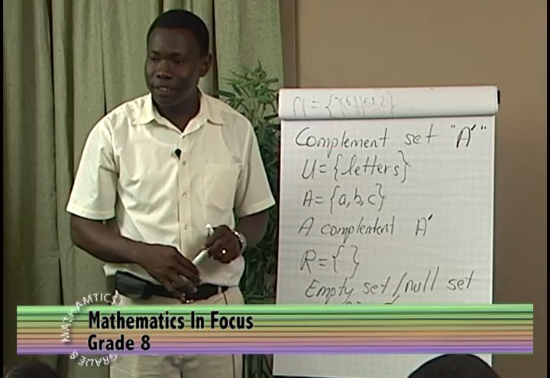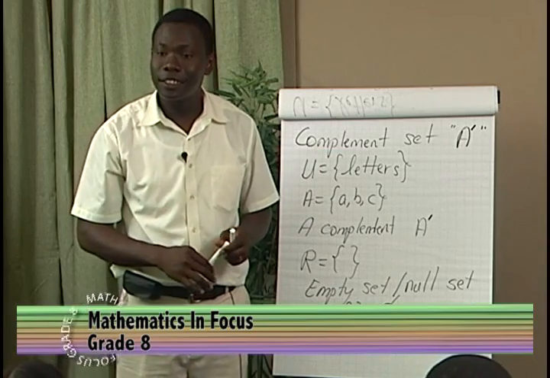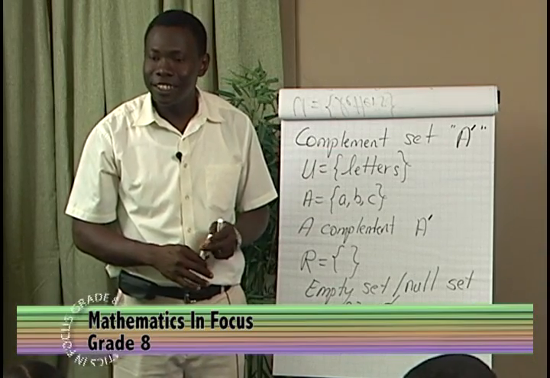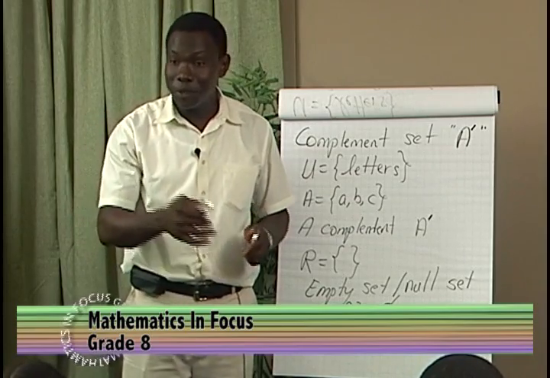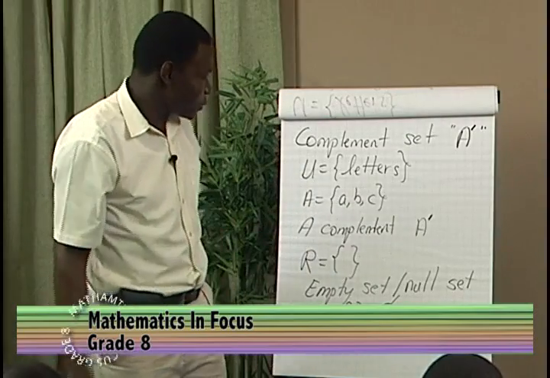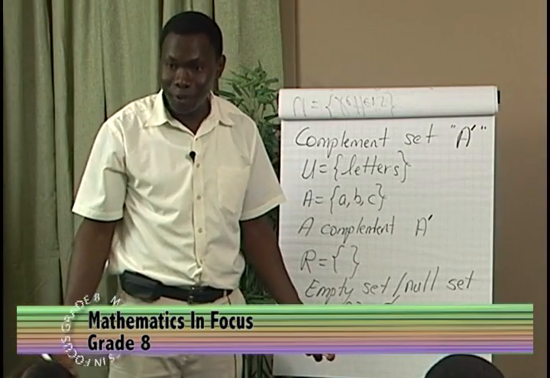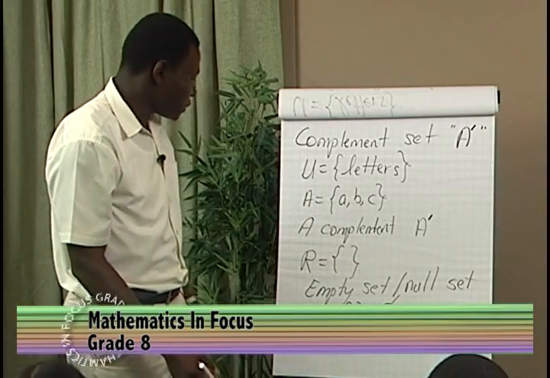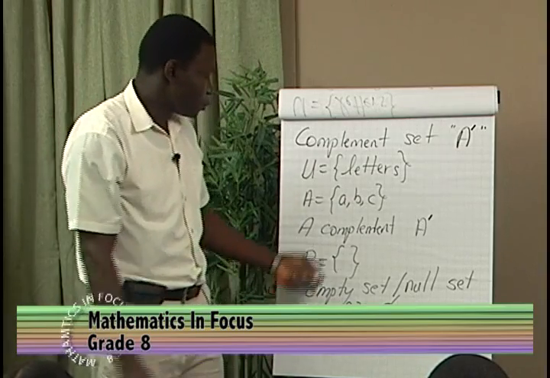Can anybody give me an example of an empty set? Yes. The set of boys with wings. Anyone of you in this class got wings? All right, good. So the set of boys with wings will be an empty set, because we wouldn't have any of the boys in this class with wings.